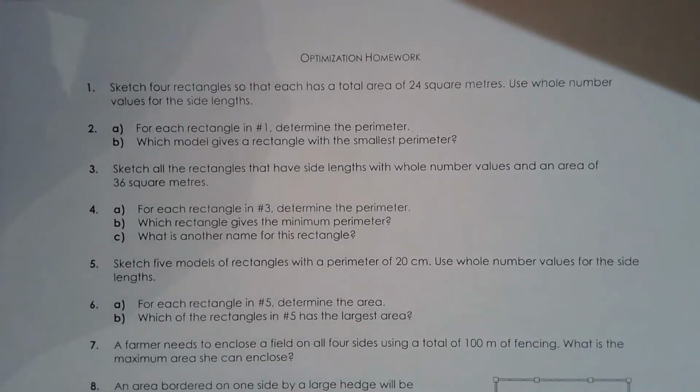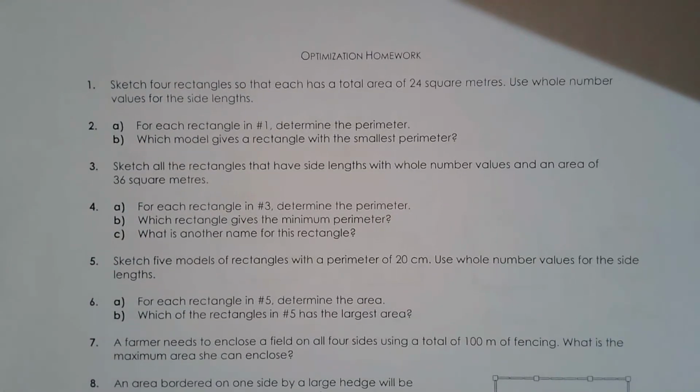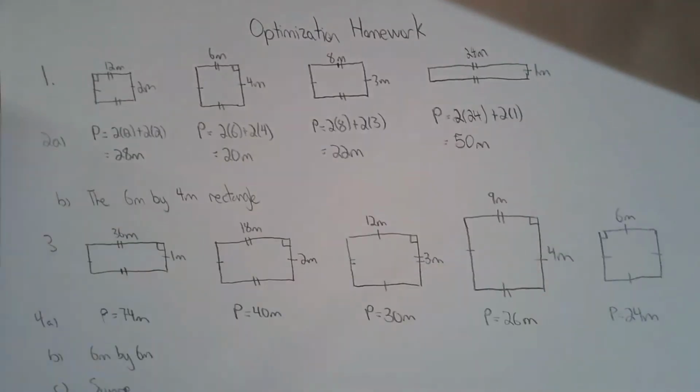In this video, we're going over the optimization homework. So we have 9 questions, and in some of them, you're going to maximize the area when the perimeter is fixed, and some questions you'll be minimizing the perimeter when the area is fixed, and there are even questions for the 3-sided fencing situation. Okay.